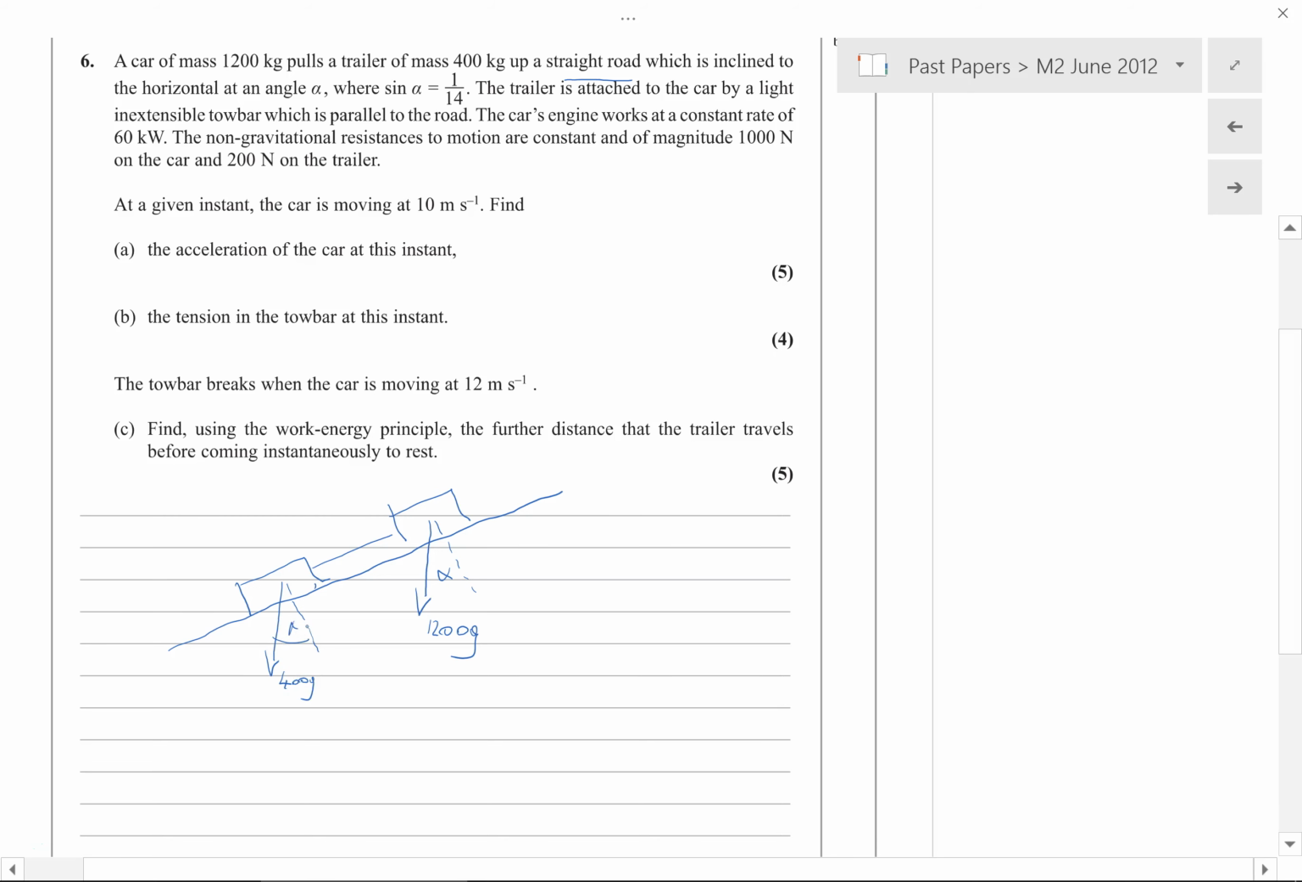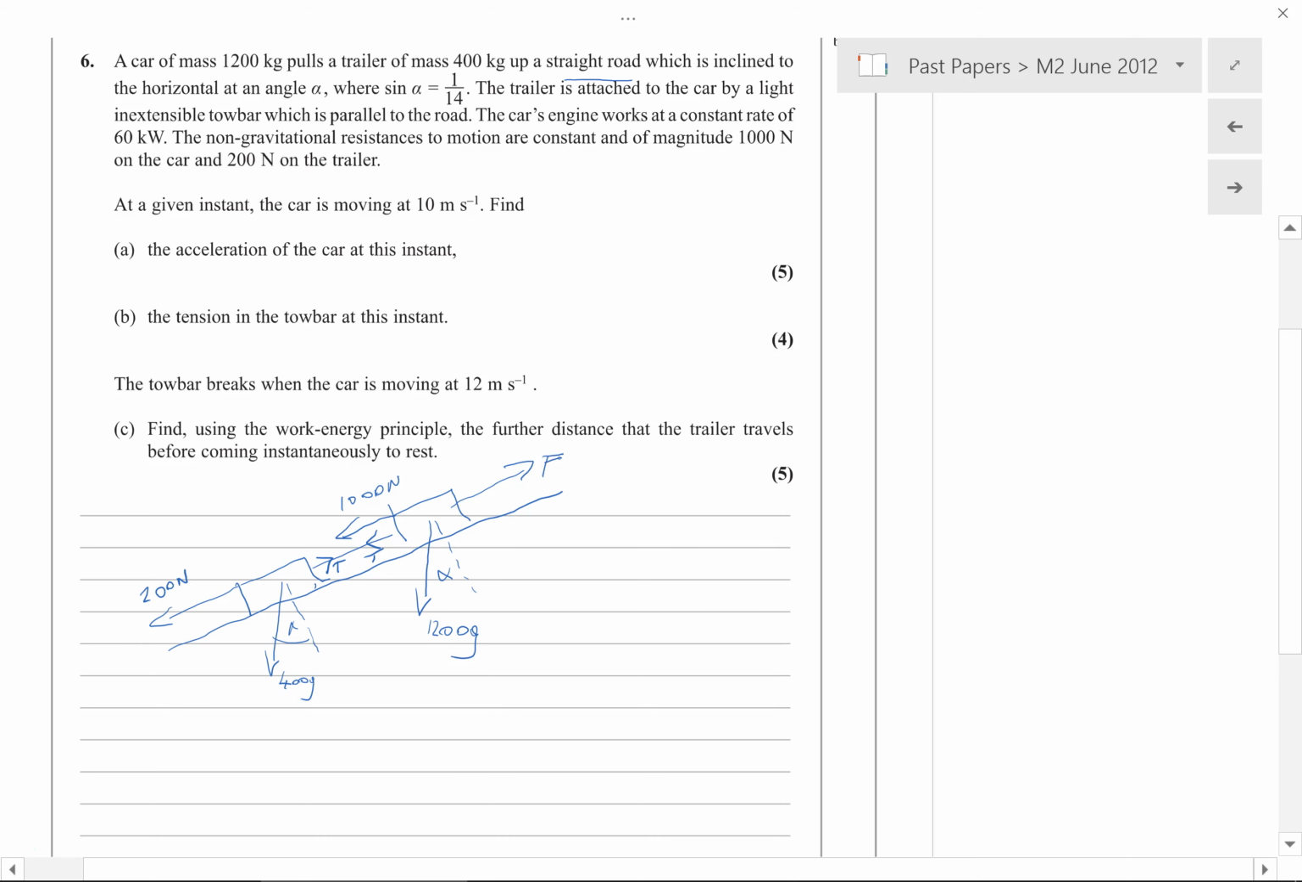As I said, we're given the resistances. 1,000 newtons on the car, and also 200 newtons on the trailer. There's going to be a tension pulling the trailer forward and an equal and opposite tension pulling the car backwards. And of course there's a driving force.